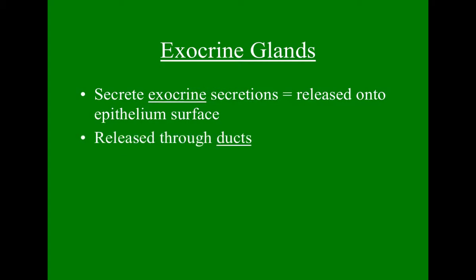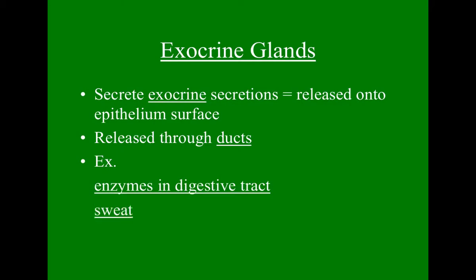In addition, when they are released, they first go through a duct or a tube to get to that surface. So the types of secretions that are typically released via an exocrine gland are the enzymes in the digestive tract and sweat.